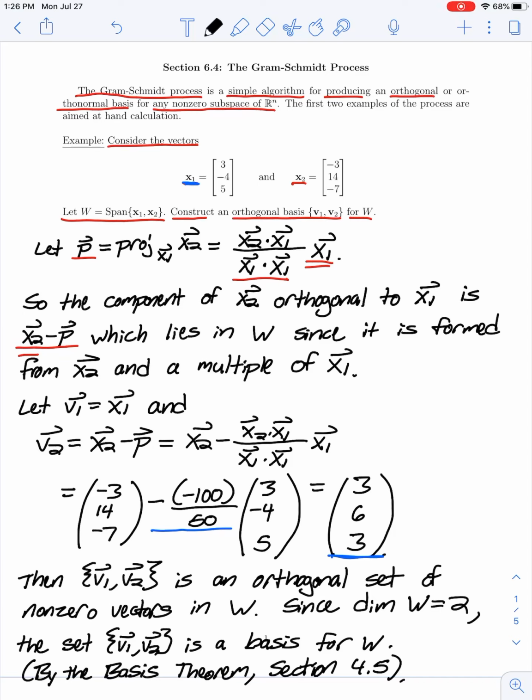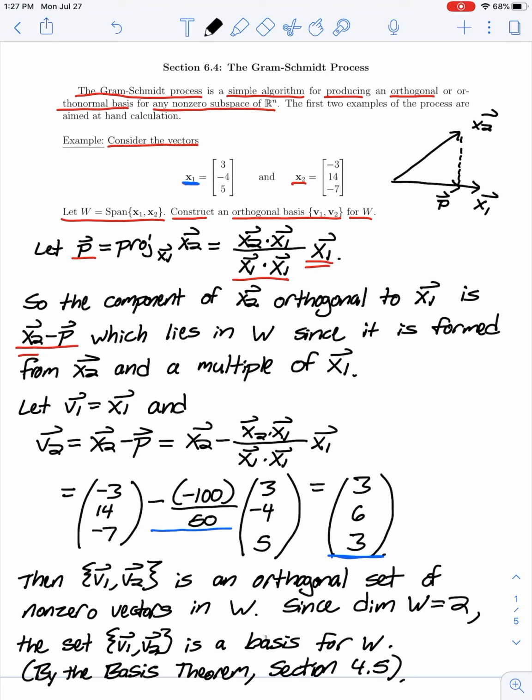So why exactly does this work, where we let v2 be the component of x2 orthogonal to x1? Well, let's consider the following. So x1 and x2 are vectors in space. Here, not drawn to scale or accurately, we have a representation of x1, some arrow in space. And then we have another vector, x2. And then we can take the projection of x2 onto x1 as this vector p.